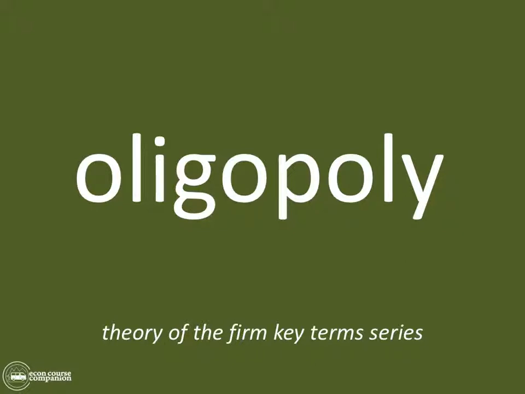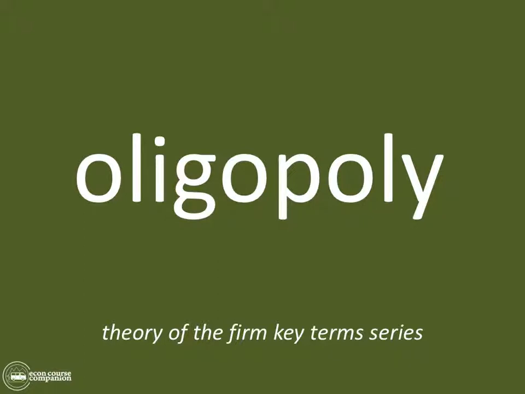And today we're going to take a look at oligopoly, which is the next video in our Theory of the Firm Key Terms series, which is designed to give you an overview of some of the key language you need to have available to you in order to be successful in IB economics. So oligopoly is one of the four market structures that we're going to take a look at.